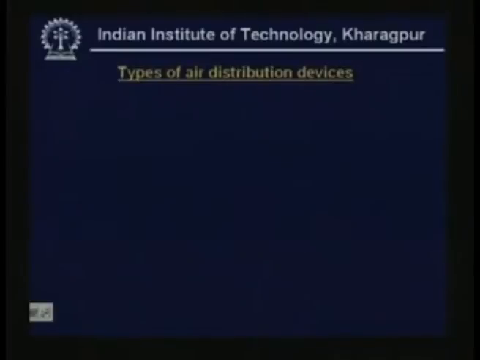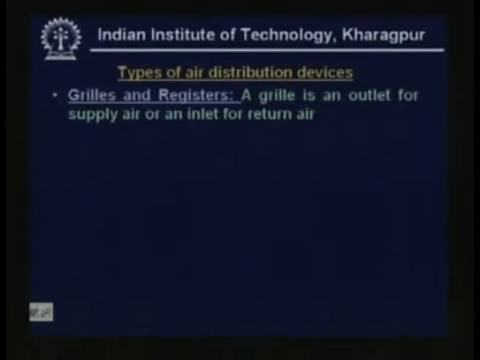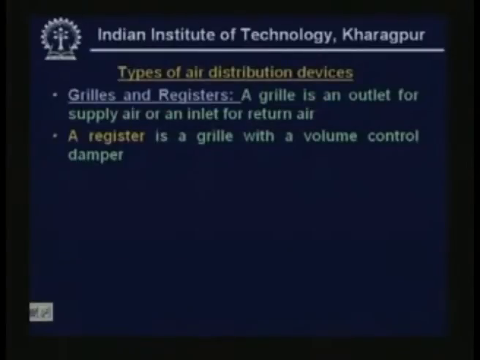Next, let us look at types of air distribution devices. First, the most commonly used air distribution device is called a grill or resistor. A grill is an outlet for supply air or an inlet for return air. A grill can be used both as an outlet for supply air or as an inlet for return air. And what is the difference between grill and resistor? A resistor is a grill with a volume control damper. That means grills do not have any volume control dampers. If you have a volume control damper on a grill, you call it a resistor.